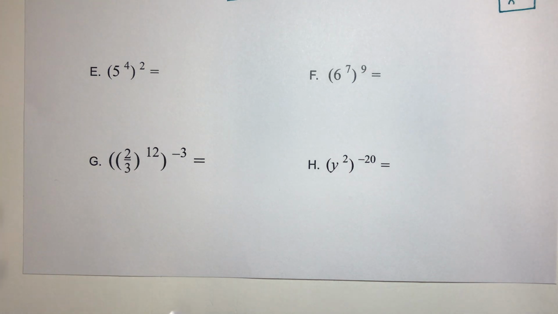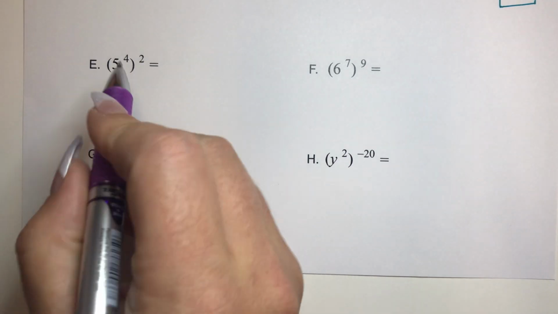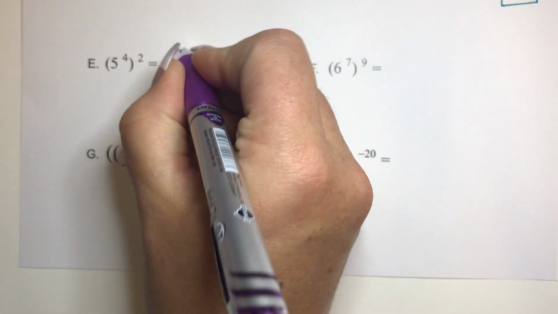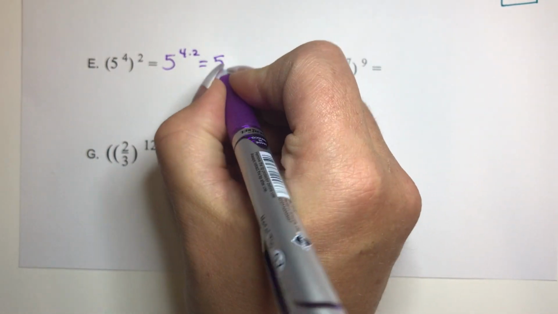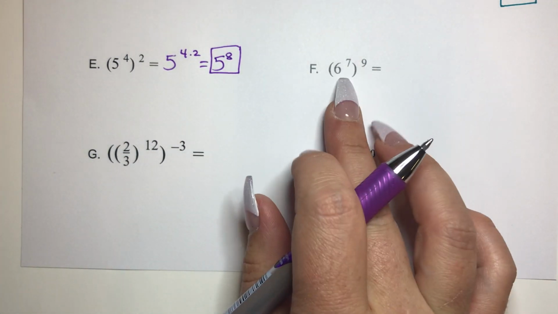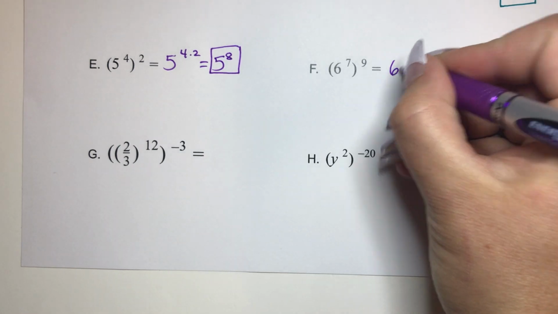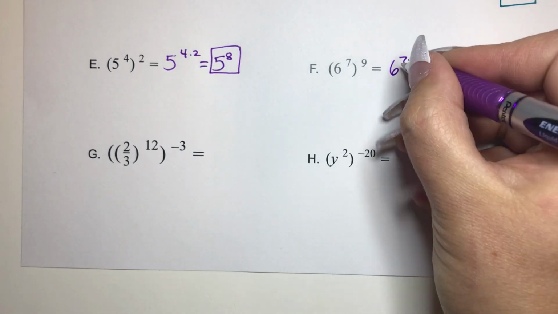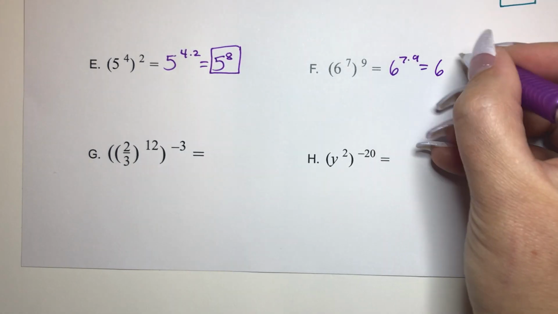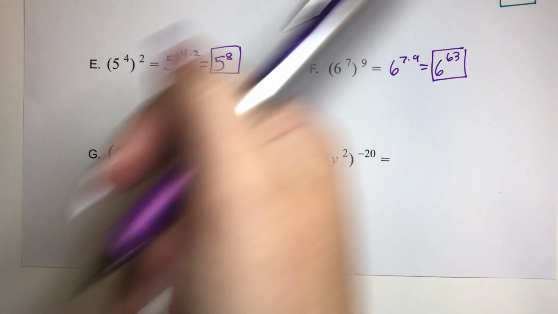Okay, let's see how you did. So we have 5 to the 4th raised to the 2nd power. We keep that base and multiply those exponents. 4 times 2 is 8. If you got that one right, woohoo! Okay, let's go on to the next. 6 to the 7th raised to the 9th power. We keep that base of 6 and multiply those exponents. Make sure you're showing all that work. 6 to the 7 times 9 is 63. Boom, shakalaka, there we go.